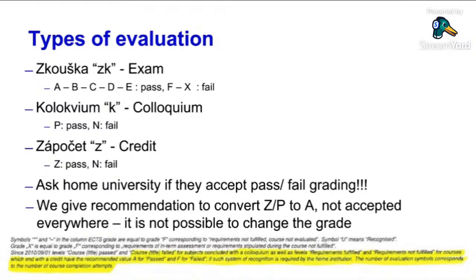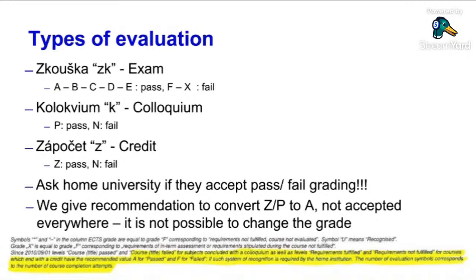The abbreviation for this type is K. Colloquium is only graded by pass or fail grade. You will not receive any specific grade. The last type is credit. In Czech it's called zápočet, and the abbreviation for this one is Z. It's quite similar to colloquium. You will receive pass or fail grade.